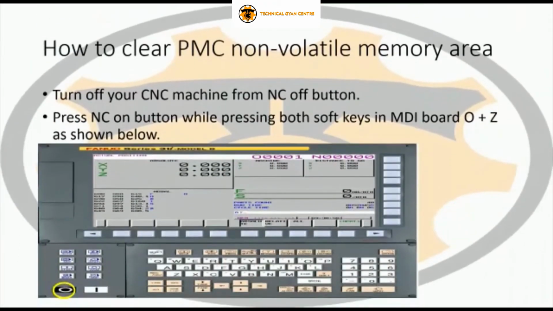Third shortcut is how to clear PMC parameters. If you are facing some problem with timers, counters or keep relay, you need to clear the data. Just turn off your machine with the power off button and press both O plus Z soft keys with the NC on button. This will clear all PMC parameters. Now you are all set to load new parameters.